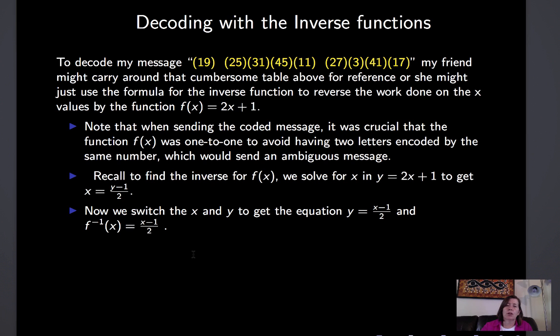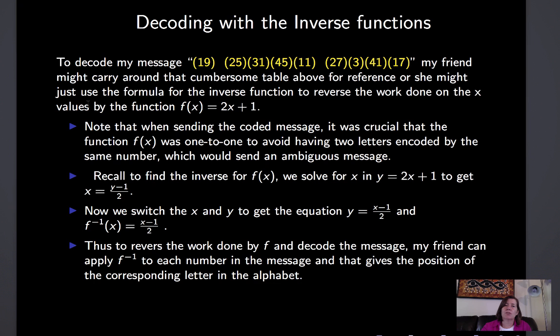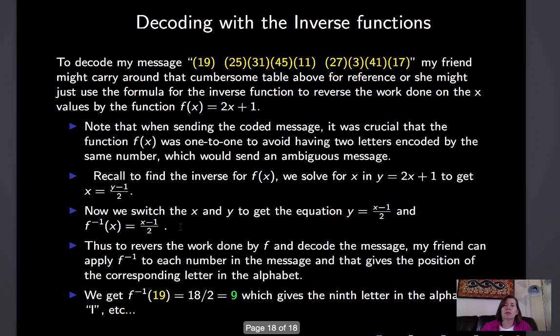So to decode this message, my friend needs to take each of these numbers and apply this inverse function to them. So for example, if they take this first number, f inverse of 19 is 19 minus 1 over 2, which is 18 over 2, which is 9, and this gives the 9th letter in the alphabet, which is I, etc.